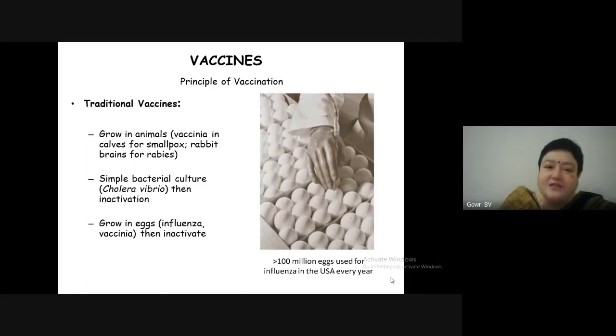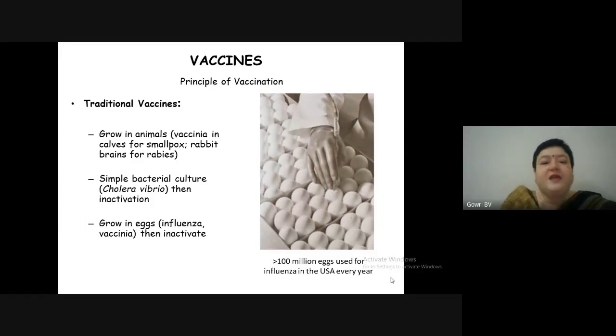And of course, simple bacterial culture: you can go in for cultivation of Vibrio cholerae, the cholera vibrio, and then inactivate or kill them. The next one is growing in eggs, and the 2 examples I have given you are influenza and Vaccinia virus, and then you can go in for inactivation. I repeat, traditional vaccines can be produced either by growing the organism in animals, in simple bacterial cultures, or in eggs by egg inoculation techniques.